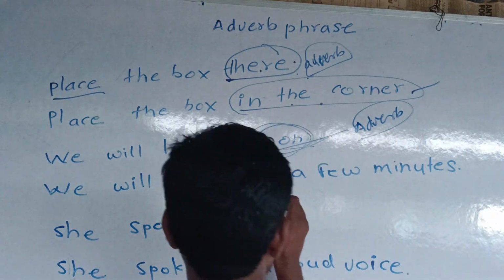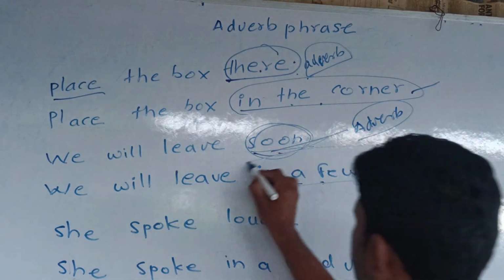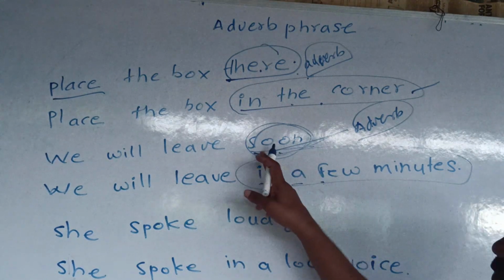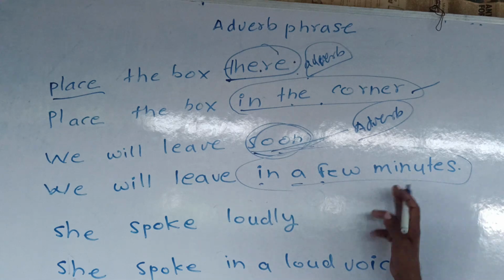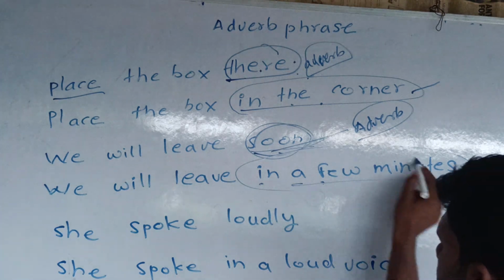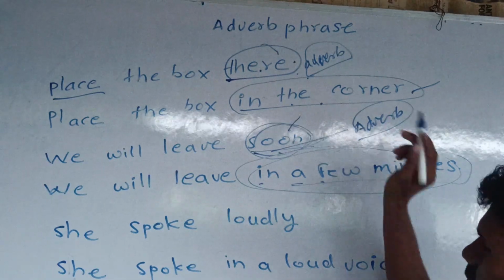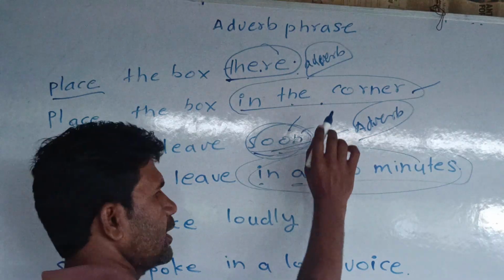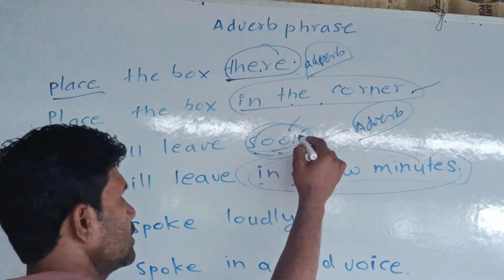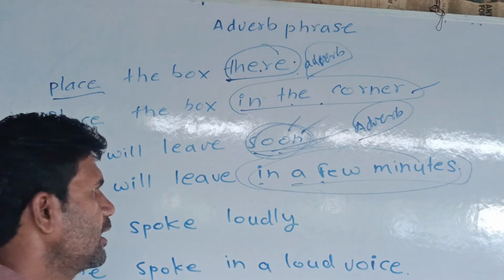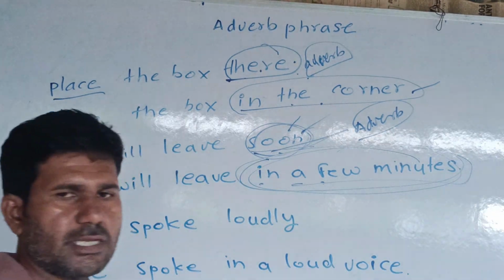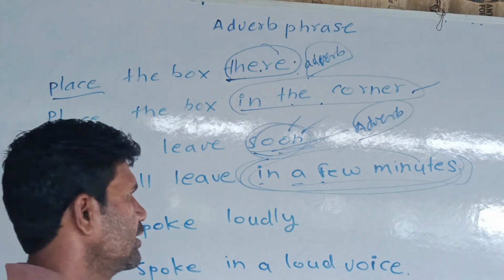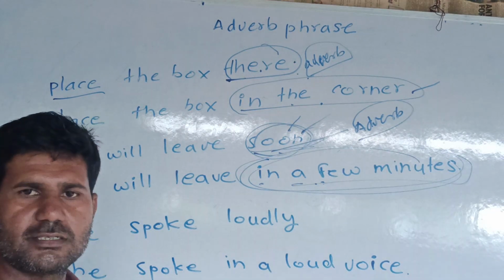Now the group in a few minutes is telling us the same thing. We leave soon means in a few minutes, in a moment. This group of words and this single word tell us the same thing: when the action happens. Soon is an adverb, and the whole phrase is an adverb. That's why we call it adverb phrase, because it is acting as a single adverb.